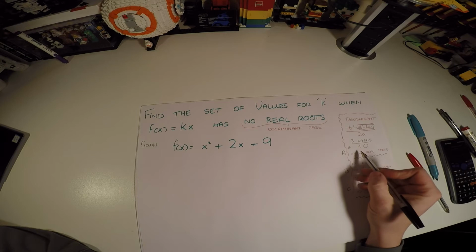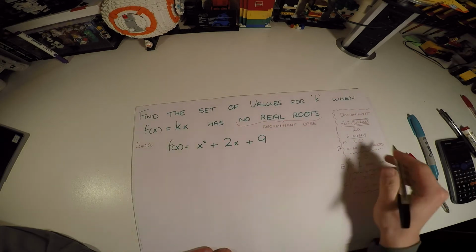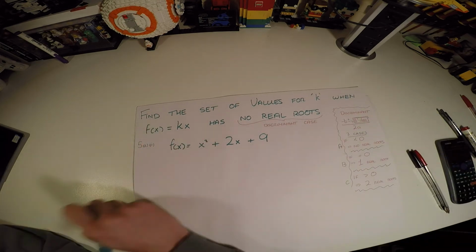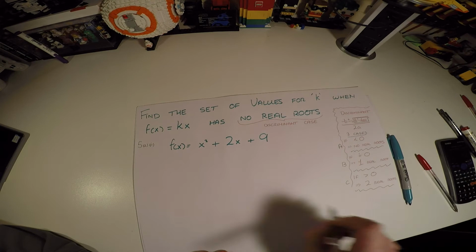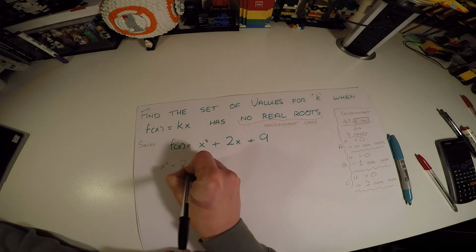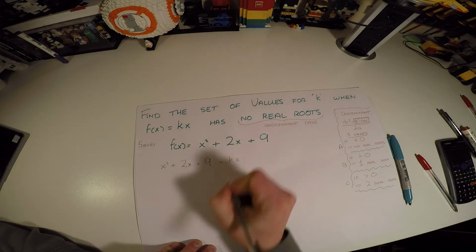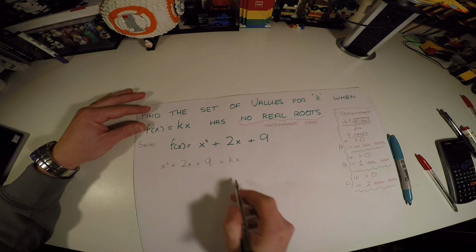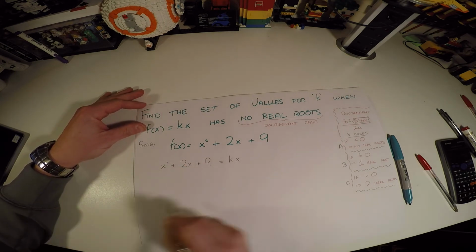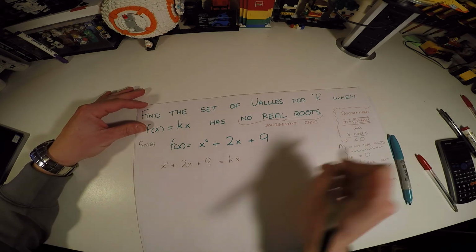So what we want to know is, when is this stuff, when it's equal to k of x, going to have a discriminant of less than 0? So let's actually set this up first. So f of x equal to some k of x. So that's x squared plus 2x plus 9 equal to some k of x. So again, this is a quadratic equation and we're going to try and solve it for the discriminant, but we can't solve it unless we set it equal to 0 first for the minus b formula.